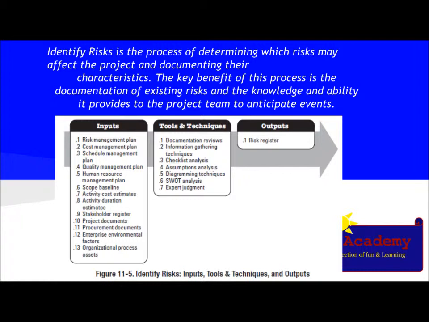There is a long list of inputs involved for identifying risk: risk management plan, cost management plan, schedule management plan, quality management plan, human resource management plan, scope baseline, activity cost estimate, activity duration estimate, stakeholder register, project documents, procurement document, enterprise environmental factors, organizational process assets. The tools and techniques used are document reviews, information gathering techniques, checklist analysis, assumption analysis, diagramming techniques, SWOT analysis, expert judgment, and the output is obviously the risk register.